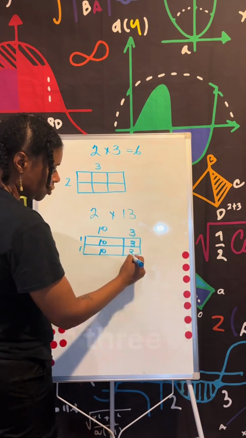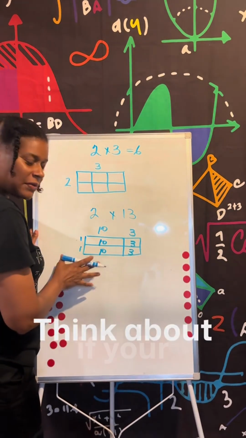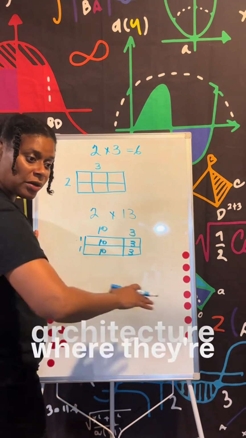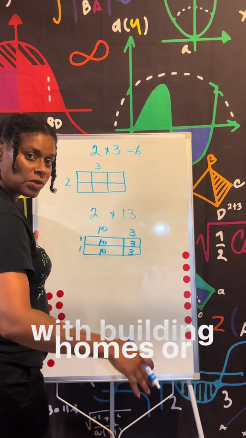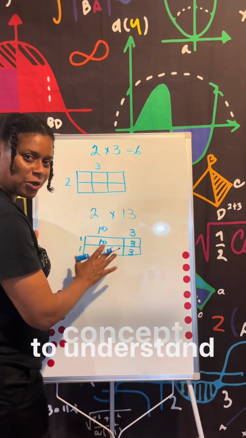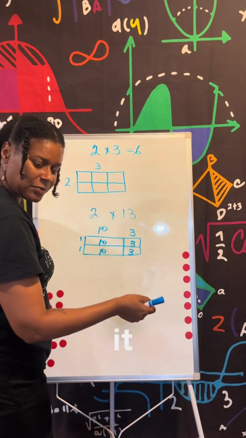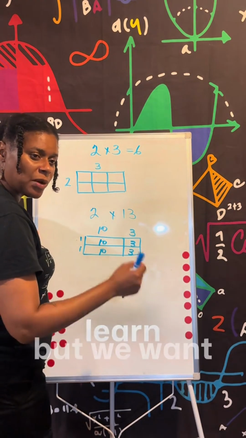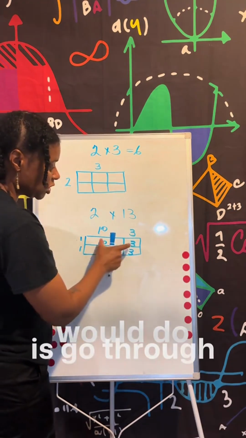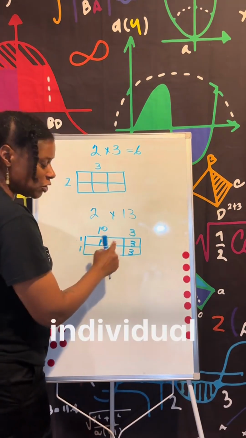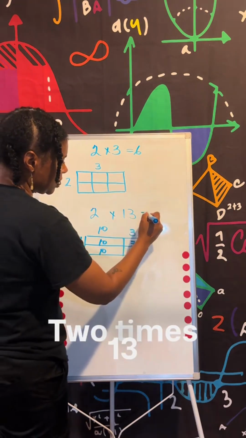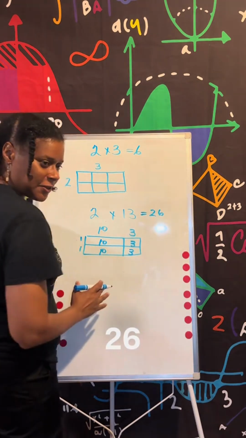1 times 3, 3. Think about if your child were to go into construction, architecture, where they're dealing with building homes or office buildings. This is going to be an important concept to understand. So please don't knock it. We know it's not the way that you learn, but we want our children to learn better than what we did. And then what they would do is go through and add up these individual areas. 10, 23, 26. 2 times 13, 26.